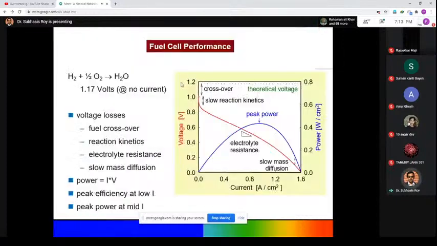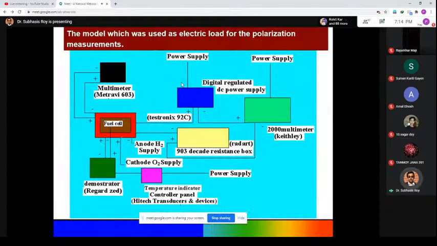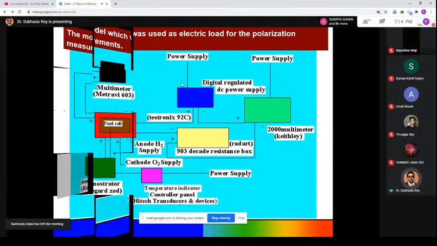Then here, we have checked the fuel cell performance by electrochemical setup, where there is a voltage and current curve, and finally we measure the peak power. Here is the setup which we have built in our laboratory. All the instruments are there: fuel cell, cathode, anode, water supply, power supply. And finally, we check the performance of the fuel cells.